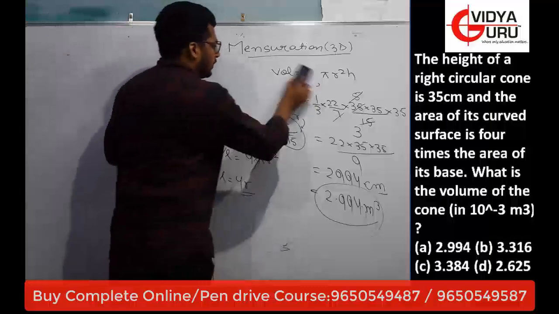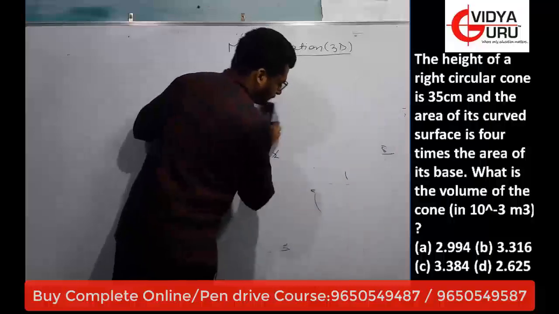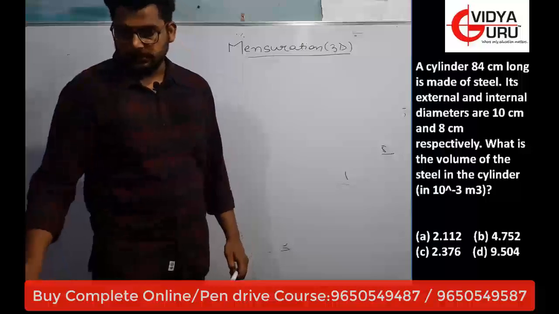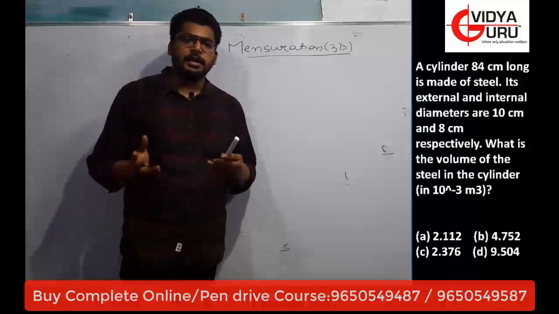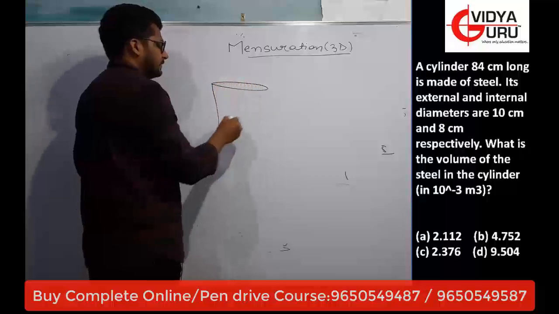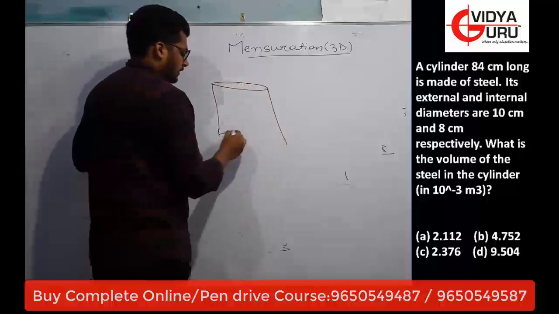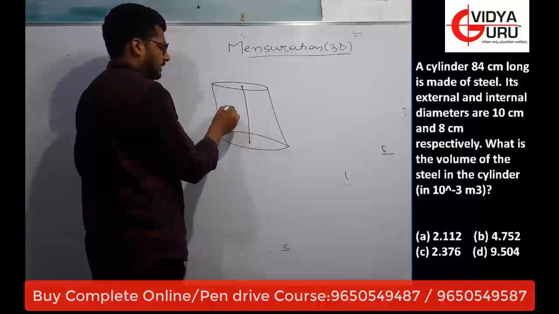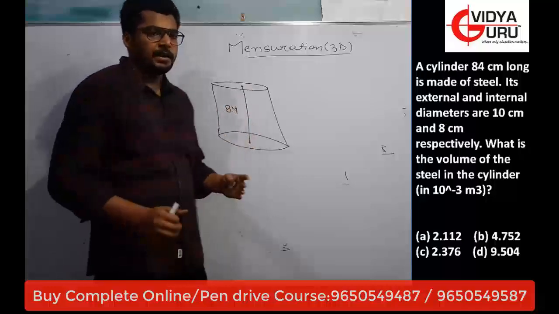So moving on to our next question. What is the next question saying? The next question says a cylinder 84 centimeter long. There is a cylinder, and its height is given as 84.